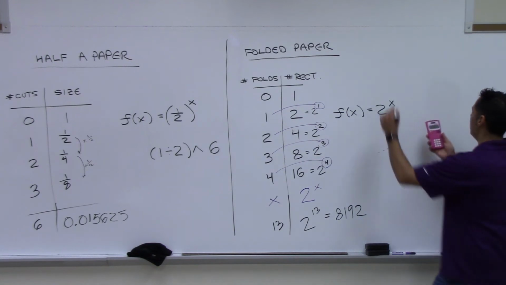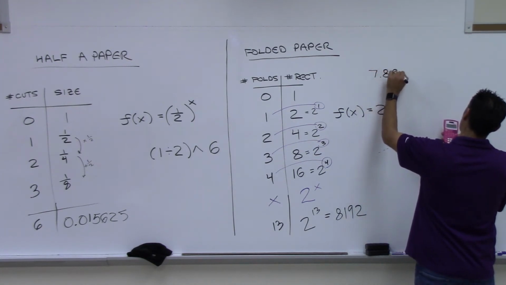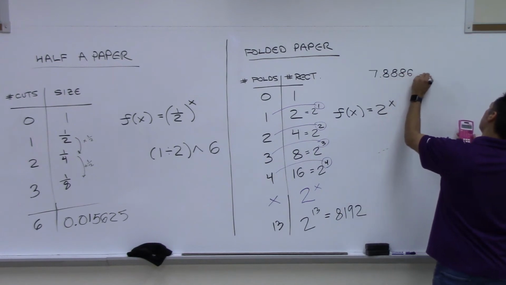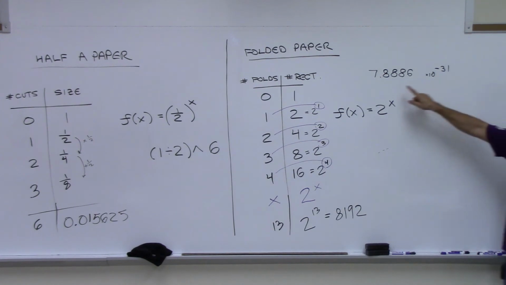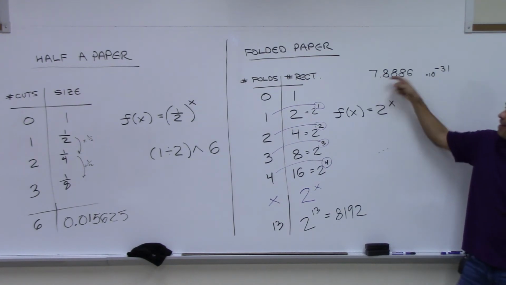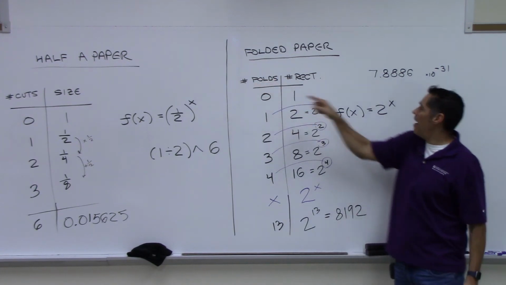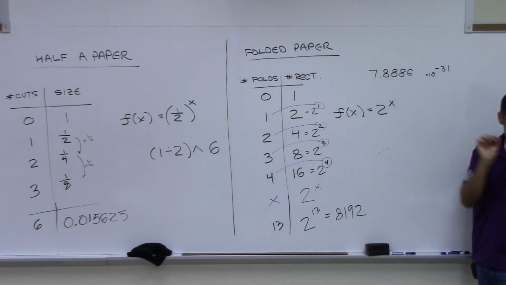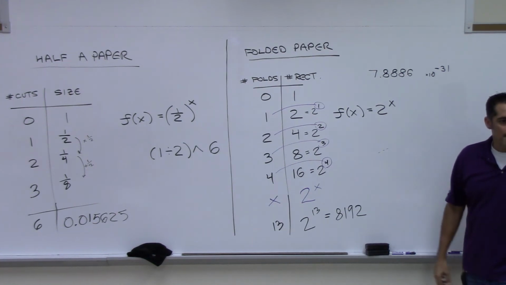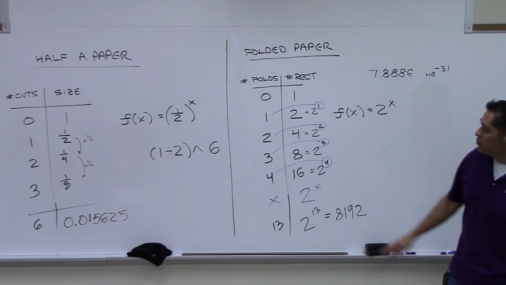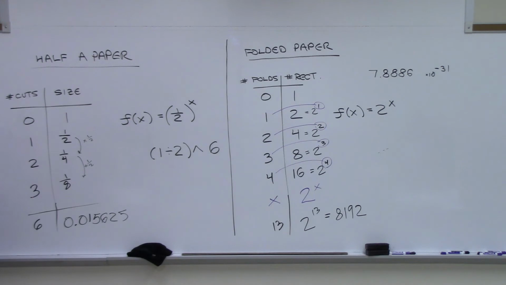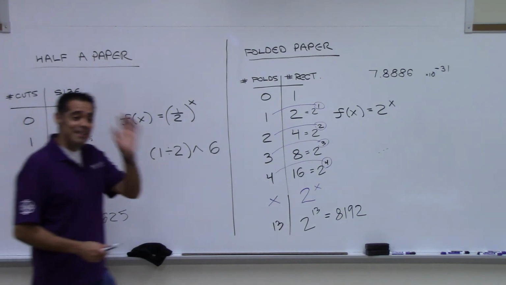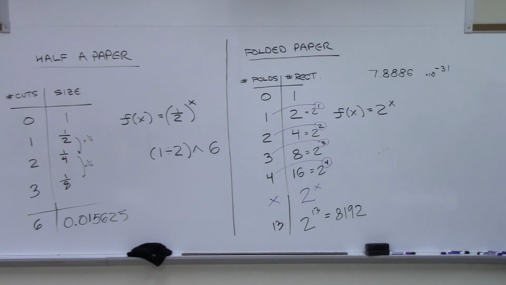No, my calculator says 7.8886 and then some other numbers. Then it says at the end times 10 to the negative 31, which means I'm going to take that decimal point and move it 31 places that way, which means I'm going to have like 30 zeros in front of this, which is an extremely small number. If you put in 10,000, my calculator says 0. It does? Yeah. Your calculator will at some point give up and say, that's so small I don't know what to do other than tell you it's 0. But technically, officially, it's not 0. It's just infinitesimally small.